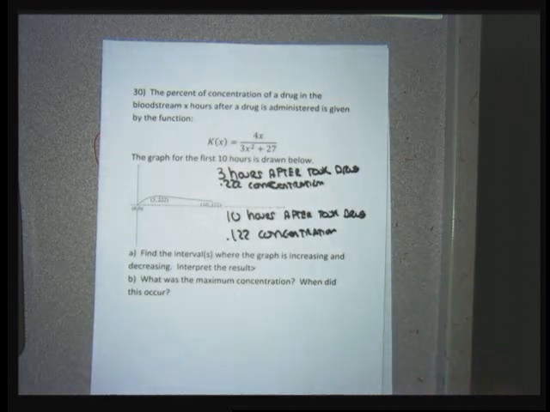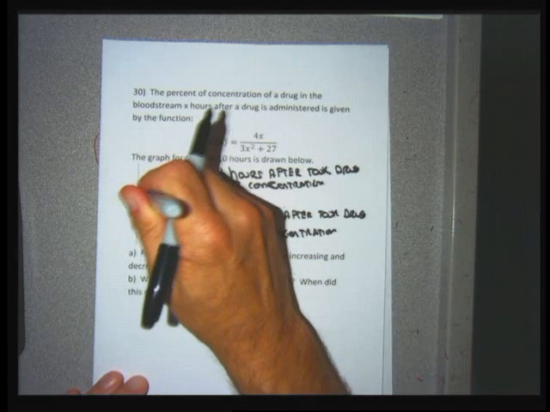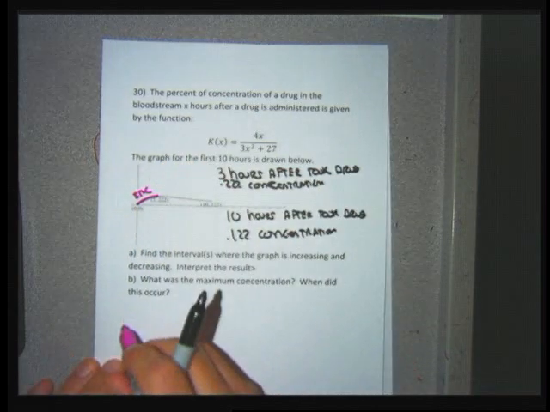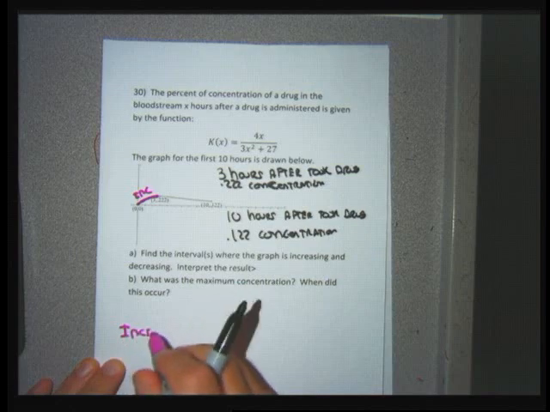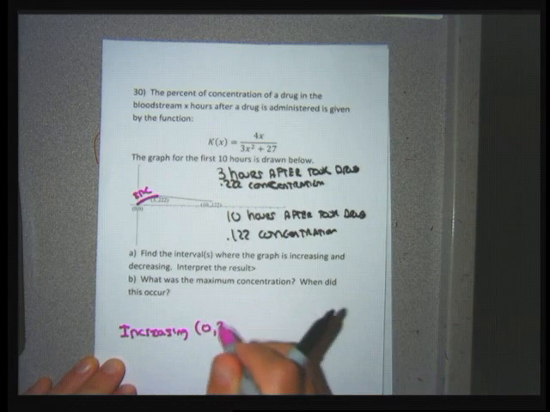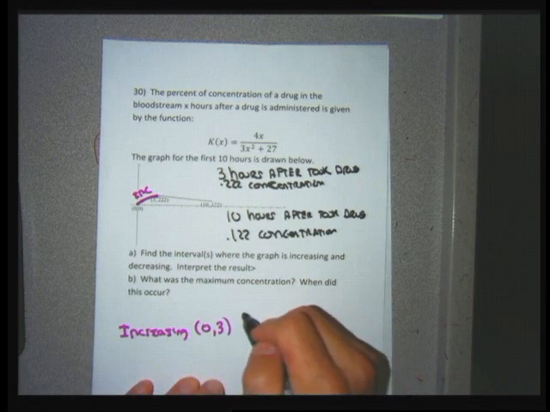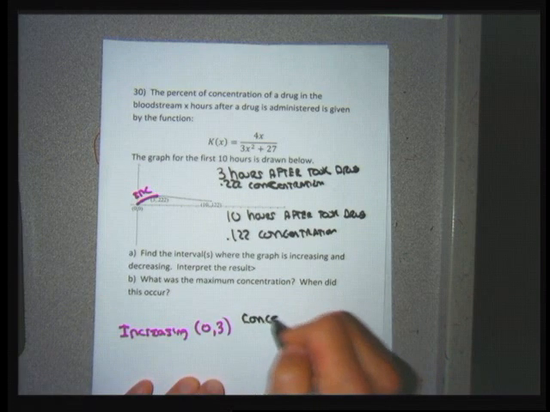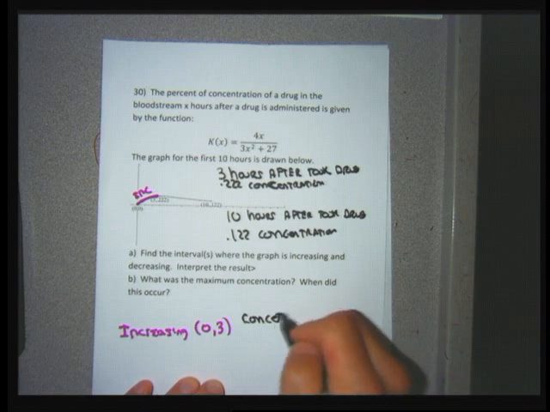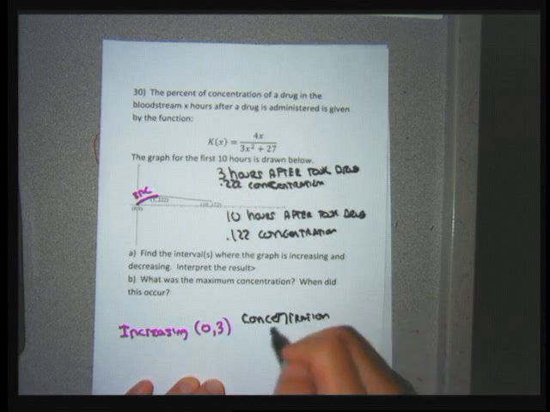If I want to find the intervals where the graph is increasing, this is supposed to be the interval. From here to here, it's supposed to be increasing. So for part A, it's increasing in concentration between 0 and 3 hours. So that means that the concentration in your blood is going up. You have more drug in your system. Concentration is going up.